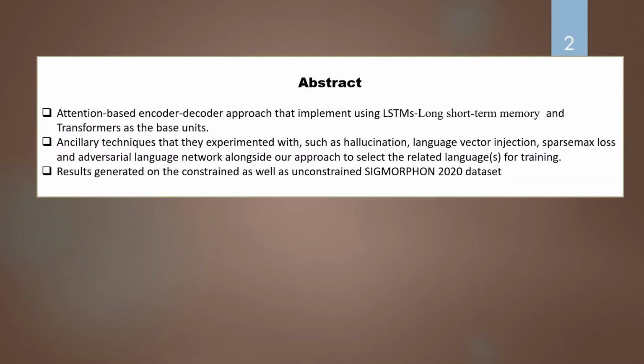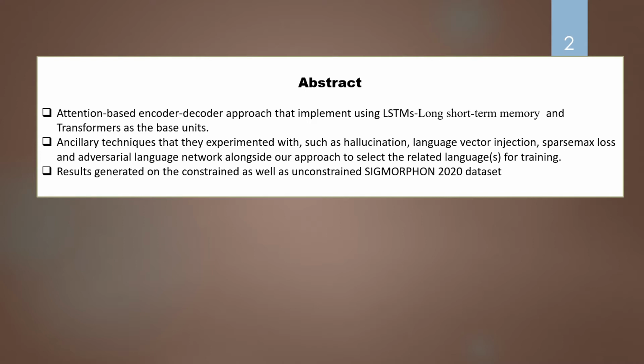Now in the abstract, first we have to know about morphological inflection. What is it? It is the process of generating varied representations of words based on several linguistic properties, and the inflections of words retain their core meanings. They differ in their word structure.